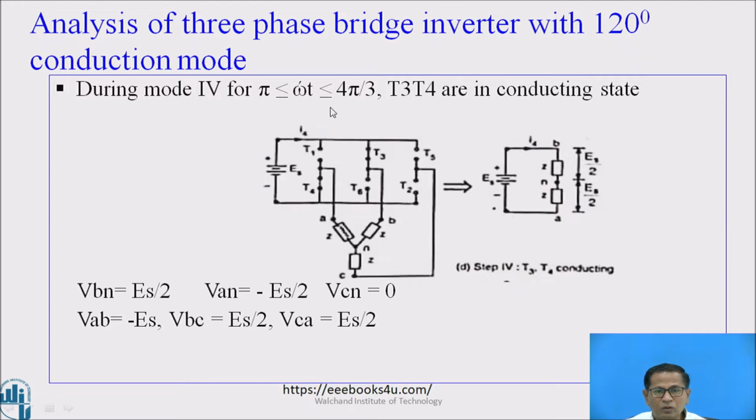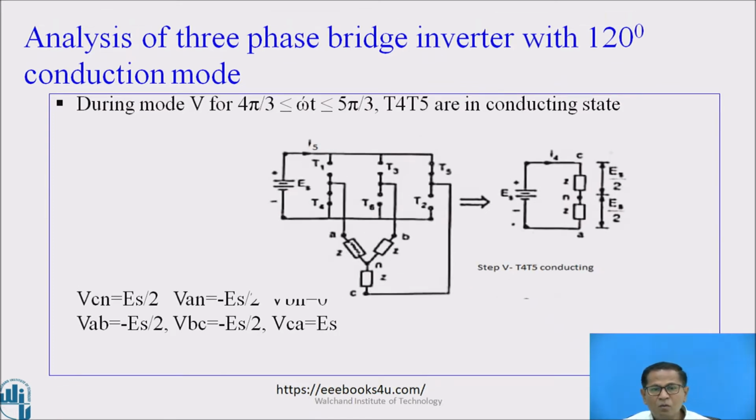During mode 4, omega t is greater than or equal to 180 degrees and less than or equal to 240 degrees. In this mode, T3, T4 are in conducting state. So here VBN is equal to plus ES by 2, VAN is minus ES by 2, VCN is 0, and VAB is equal to minus ES, VBC is plus ES by 2, and VCA is ES by 2.